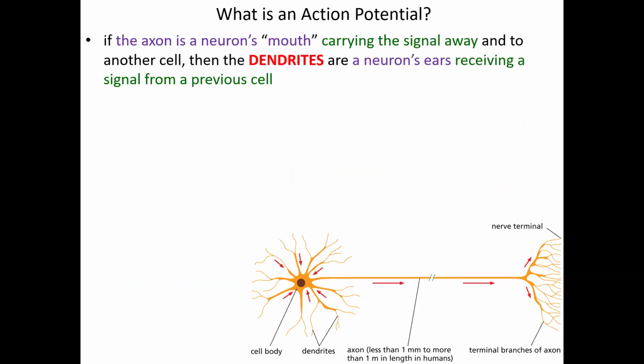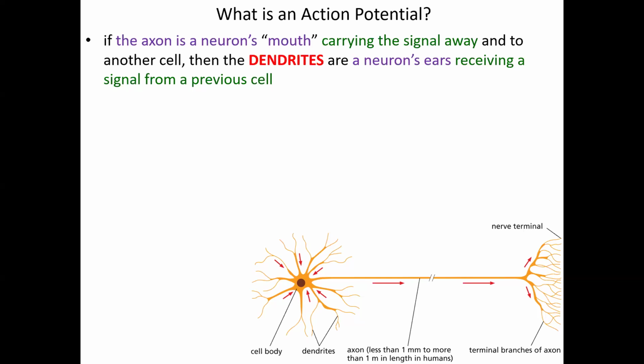An action potential is the actual message. It's the signal that is being sent by one neuron to some other cell. And if it's the axon that allows the action potential to be transmitted, we can think of the axon as the neuron's mouth, the thing that articulates the signal, the thing that carries the signal, that transmits the signal.